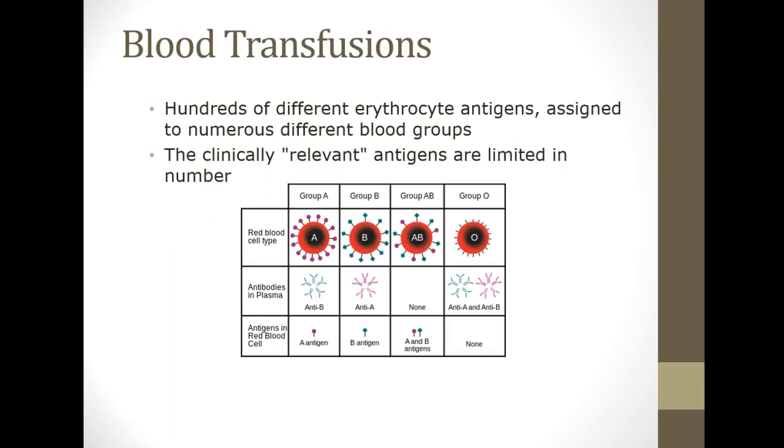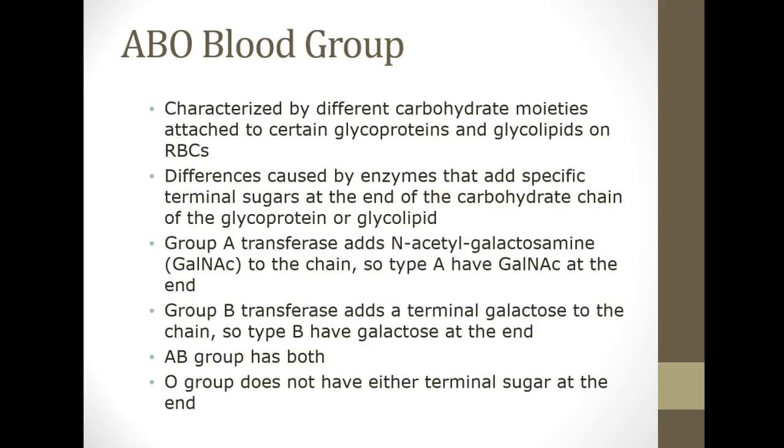Well, blood transfusions is where we look at the hundreds of different erythrocyte antigens that are assigned to numerous different blood groups. Right now you're familiar with A antigens and B antigens, right? There's many, many more. There's hundreds more that you're going to learn about how those work in the blood banking or immunohematology course. We're going to look at the clinically relevant ones when you get there, but let's just take a second and look at what the importance of that is.